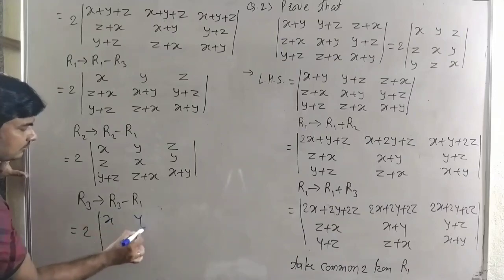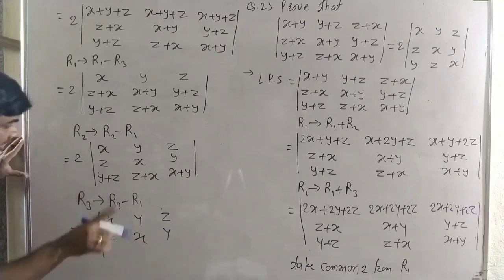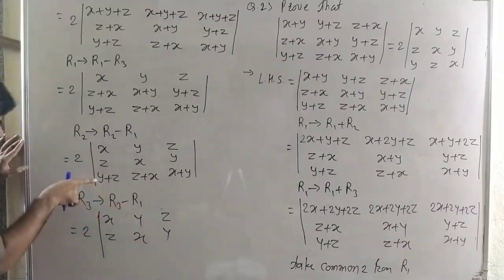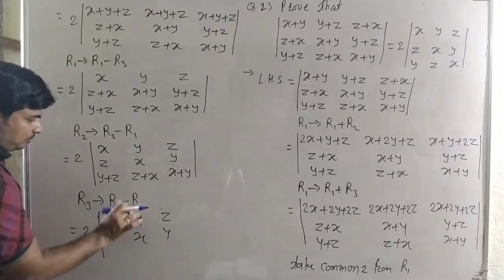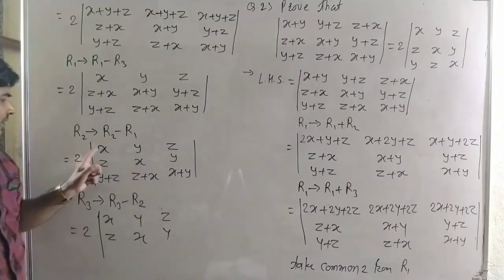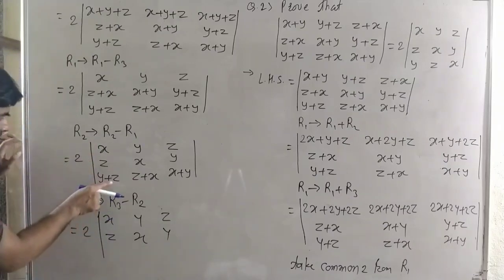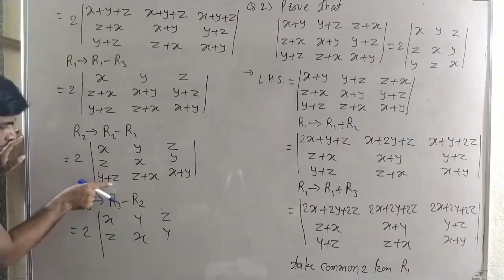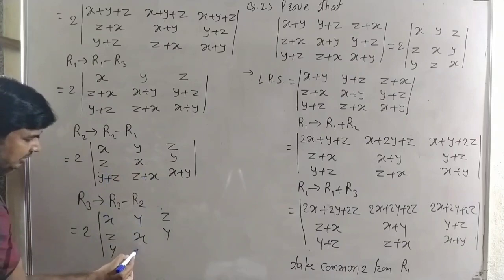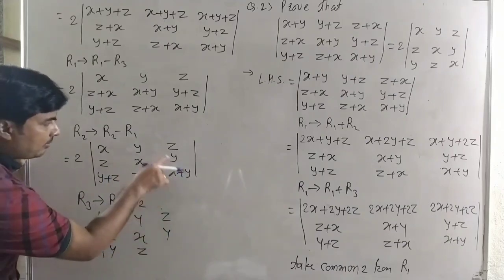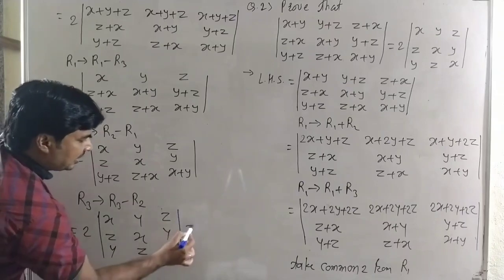R1 as it is, R2 as it is, and R3. It is R3 minus R1. No, sorry. Here R3 minus R2. We are to y. Therefore z will be cancelled. Y plus z minus z, we get y. Z plus x minus x, we get z. And x plus y minus y, we get x.